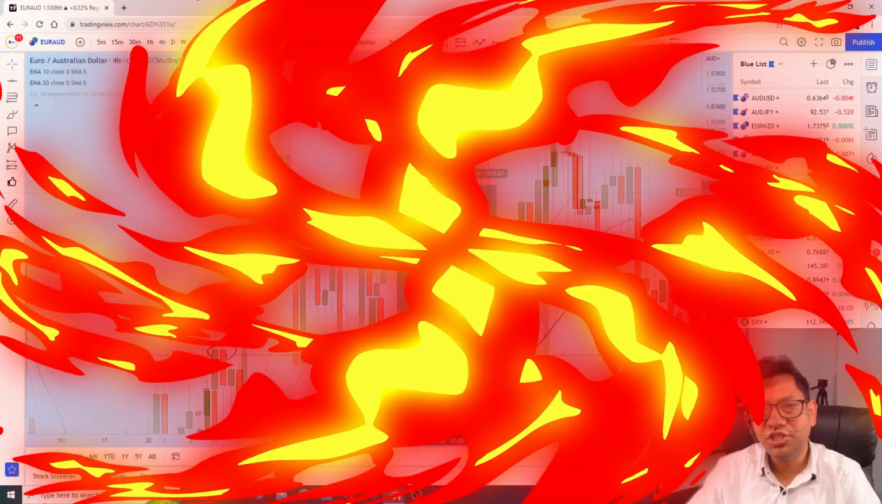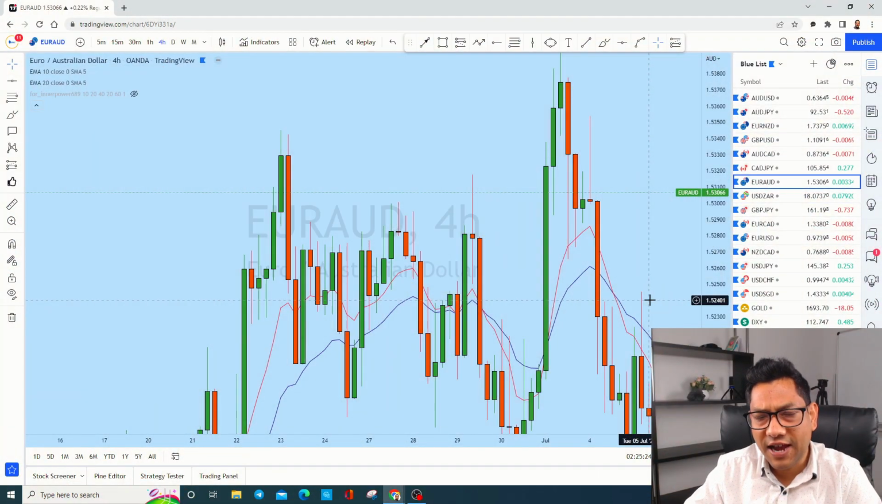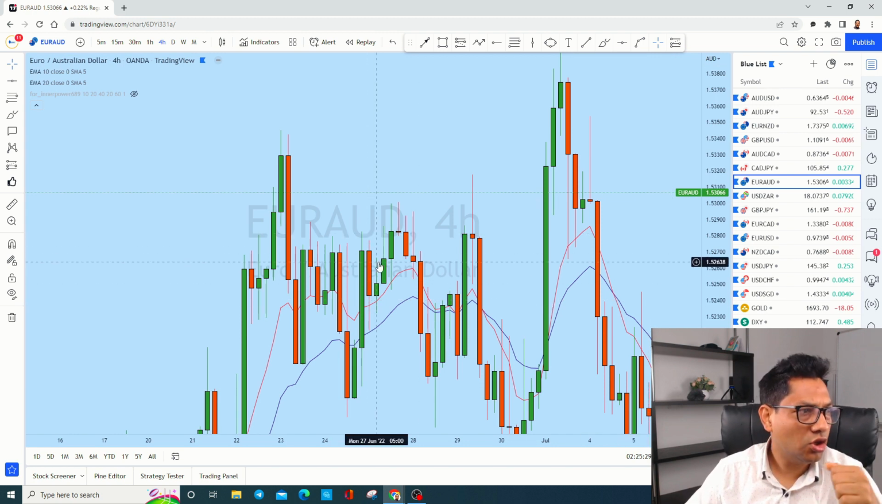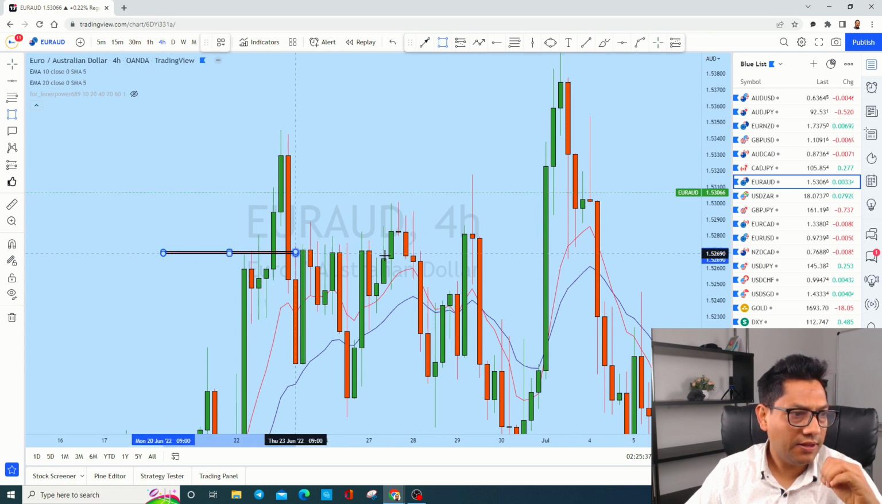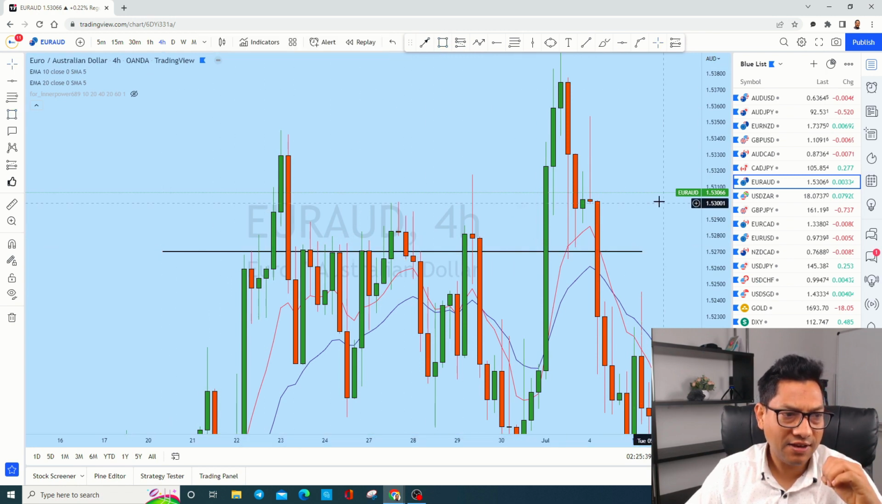So this strategy you can use in any kind of market structure, trending or ranging, right? Now look at this zone here on Euro AUD. The price is ranging in this zone, with a clearly defined level here. So let's draw this level, and then we'll see how we can trade candles.